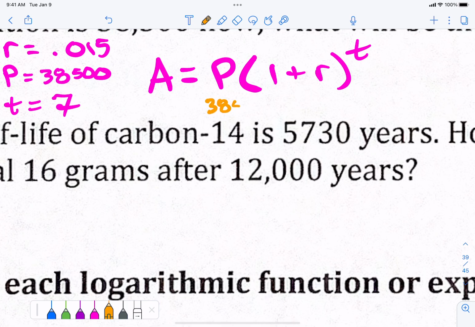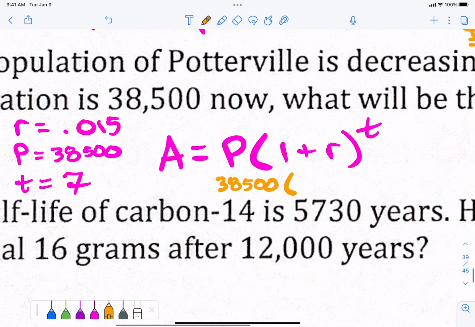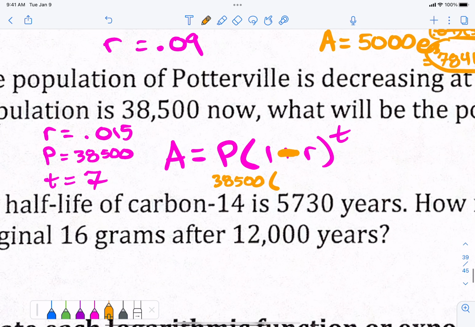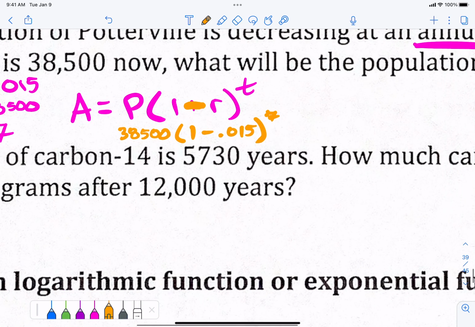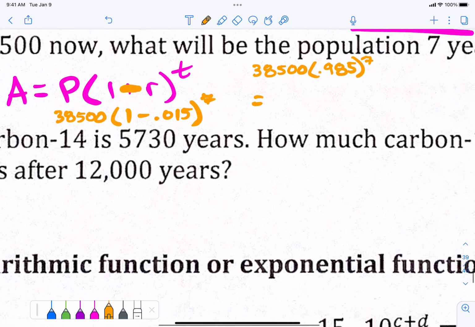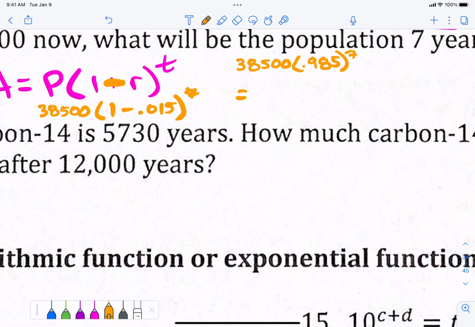P, 38,500. Isn't it 1 minus R instead? Oh, is it decreasing? Yes, you're right. Minus R. So 1 minus 0.015 to the T power, which is 7. If you want to do the middle part in your head, you can. 38,500 times 0.985 to the 7th power. That's all you have to type in. Or you can type it all in at one shot.